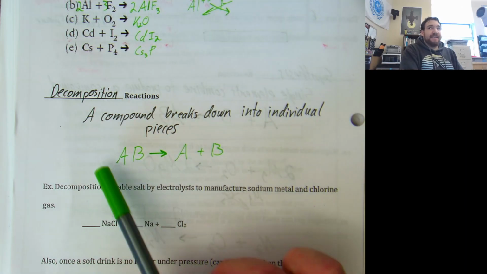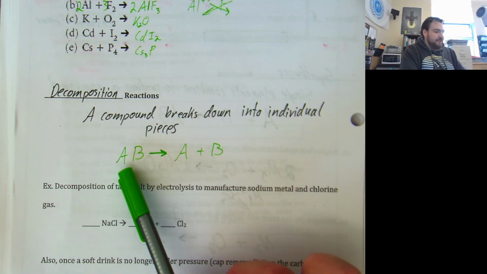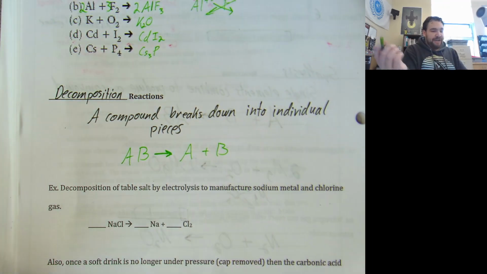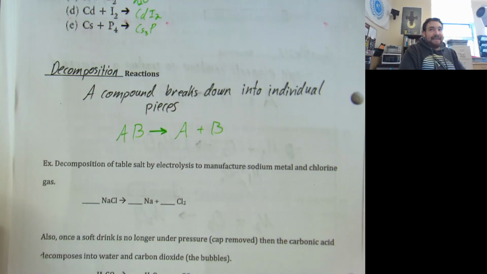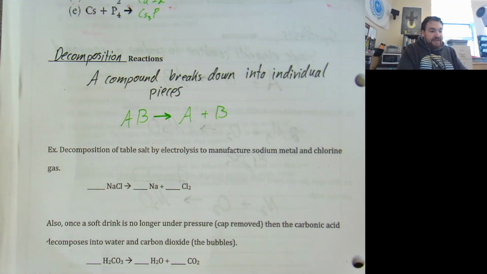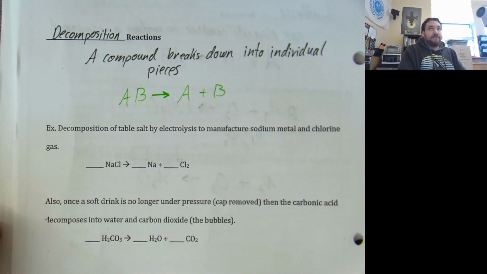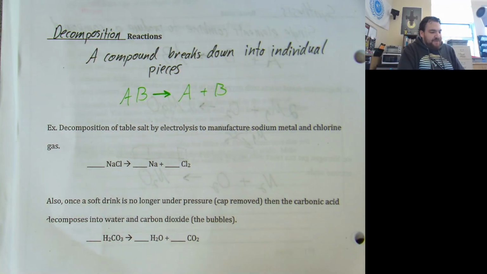The mechanism that does the breaking changes. Sometimes you need to run electricity through something. Sometimes you just need to heat it up. Sometimes you need to bring in a catalyst or some bacteria or something to do the breaking. But that's a decomposition reaction. So I got two examples for you.